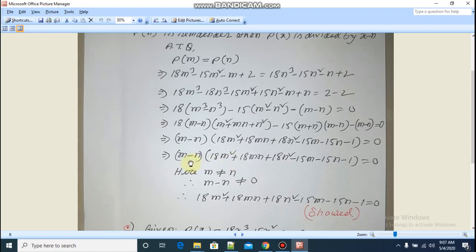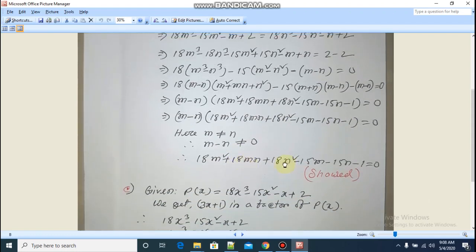Here there are two factors, first factor and second factor. So we can write either this equals 0 or this equals 0. But from the question we get m is not equal to n. That means m minus n is not equal to 0. So this part must be 0. This equals 0. Proved.